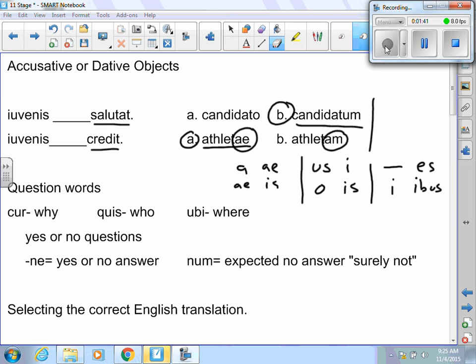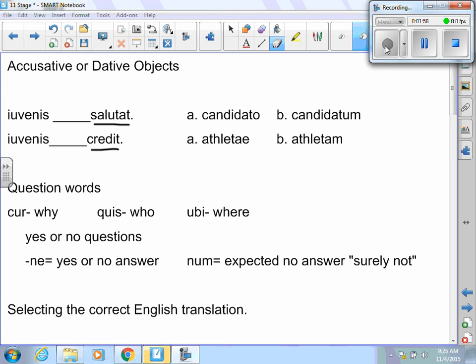Oh, I need to put the accusative endings on there. Accusatives are am, as, os, and em and es. Those are the accusative endings. I need to know all of those endings so that it'll help me whenever I'm deciding which case I need to use.